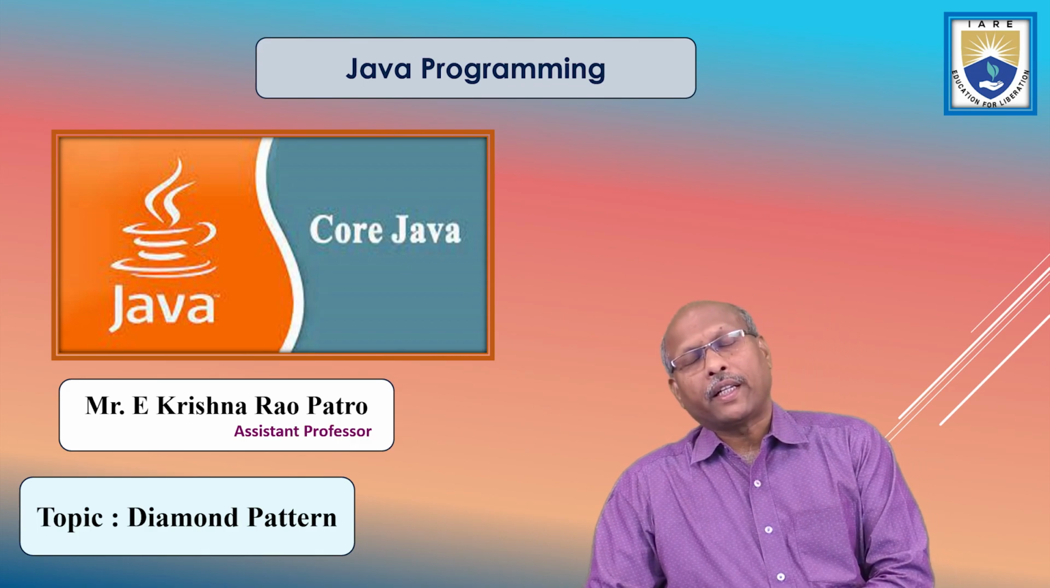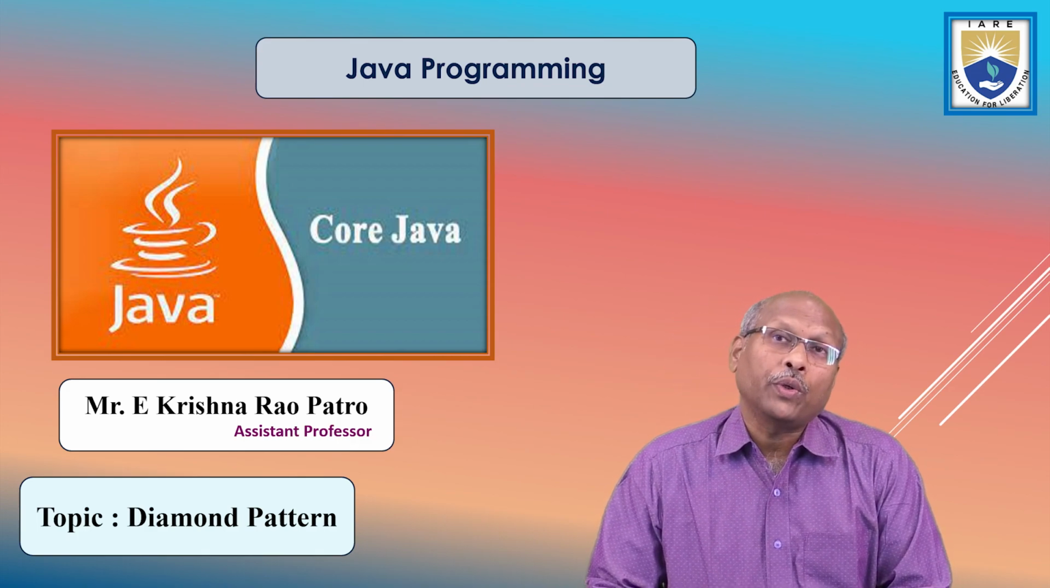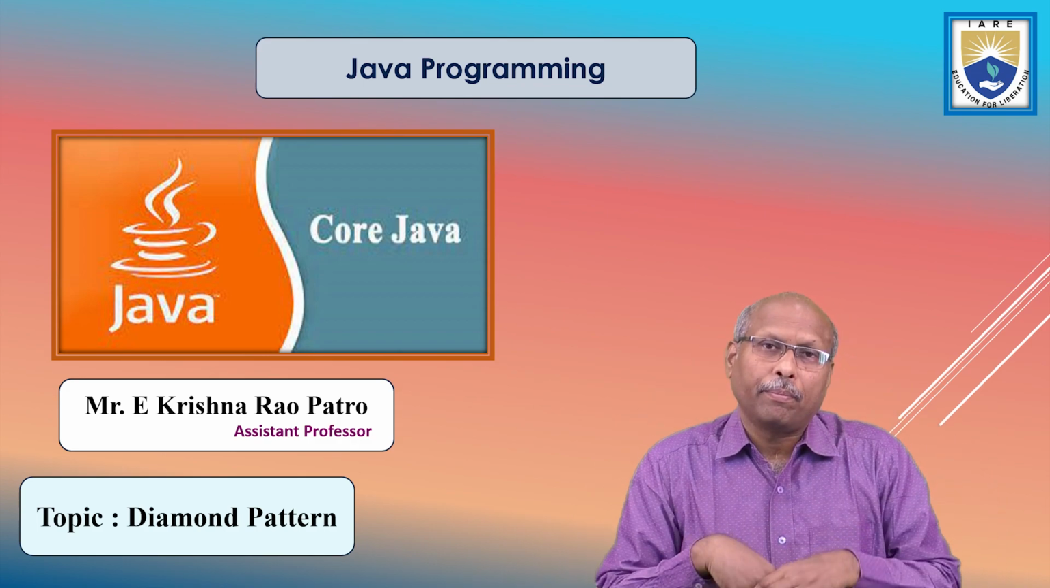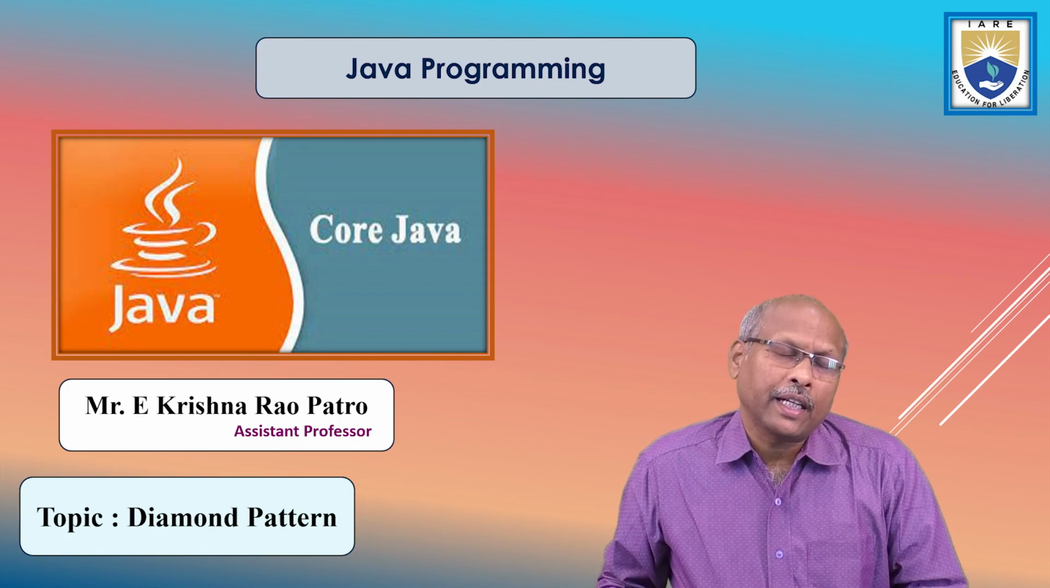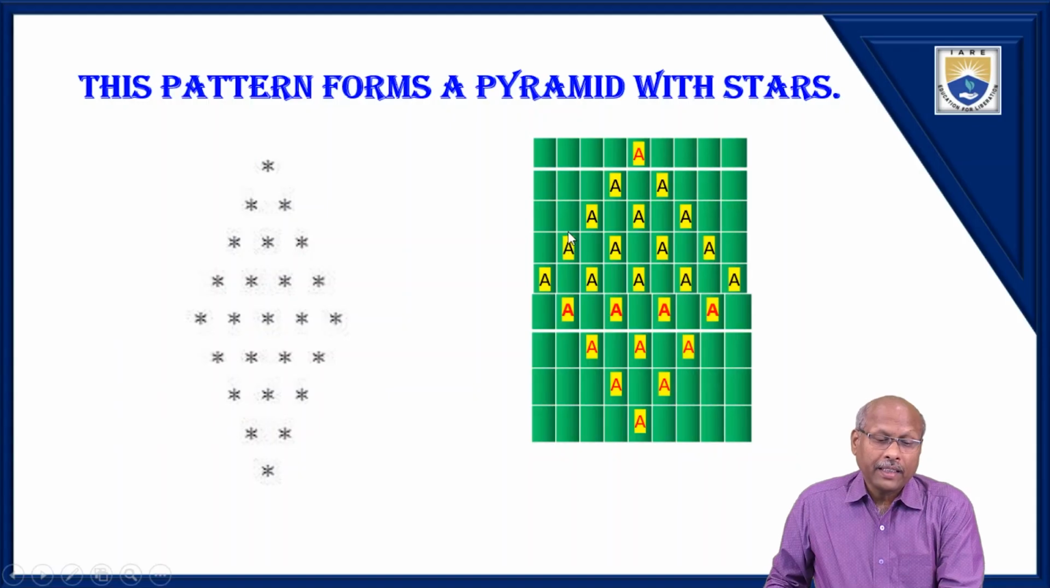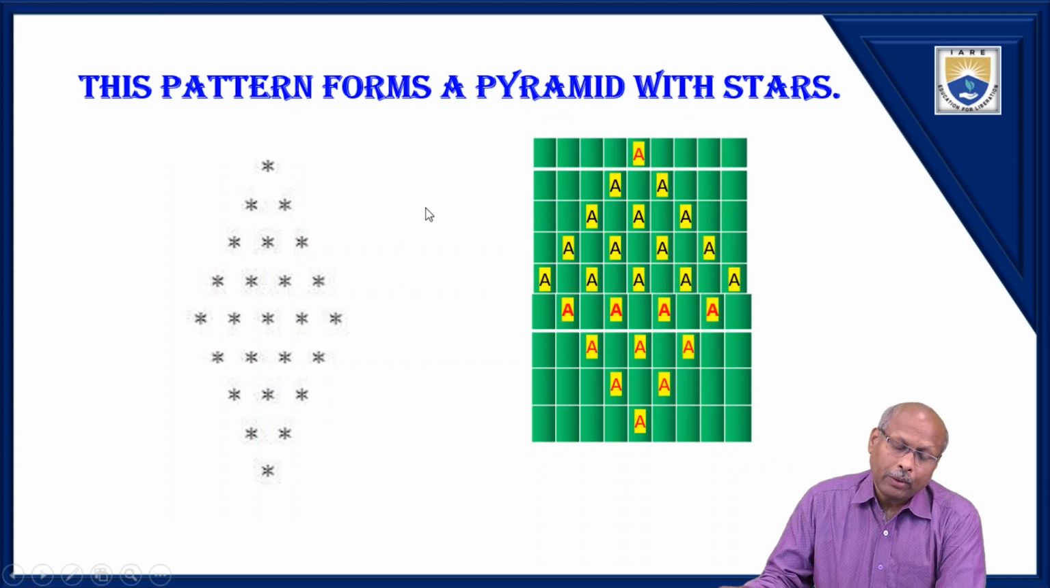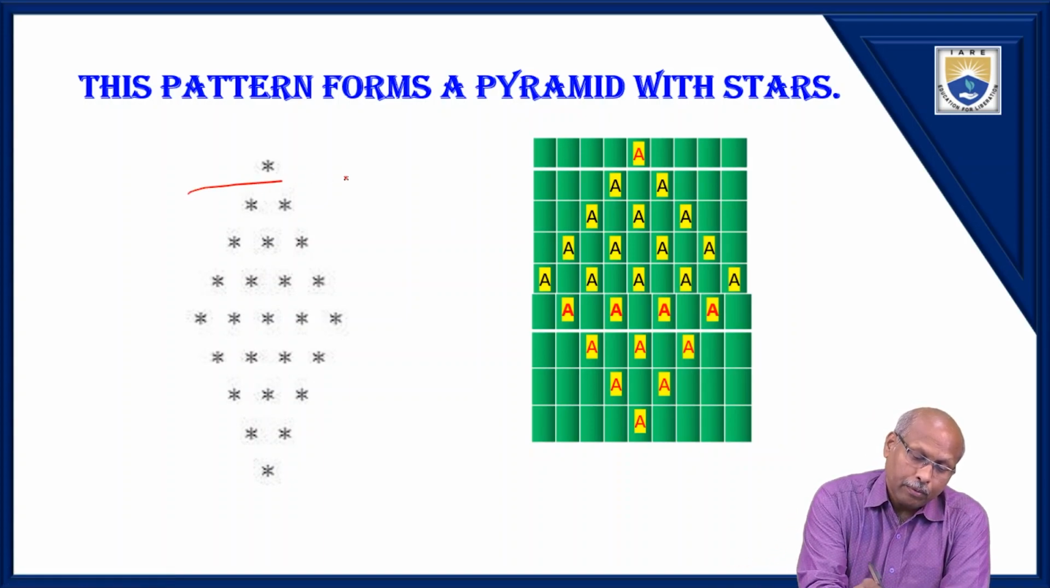Now we'll see one more pattern that is called the diamond pattern: how you can print the diamond shape pattern using a Java program. In the previous session you have seen the pyramid pattern. Now we'll see the diamond pattern. When I say diamond pattern, it looks like this.